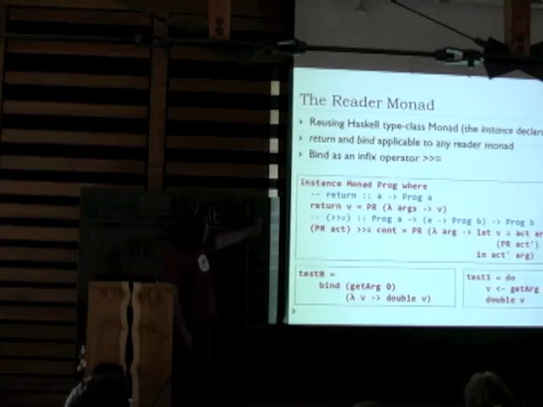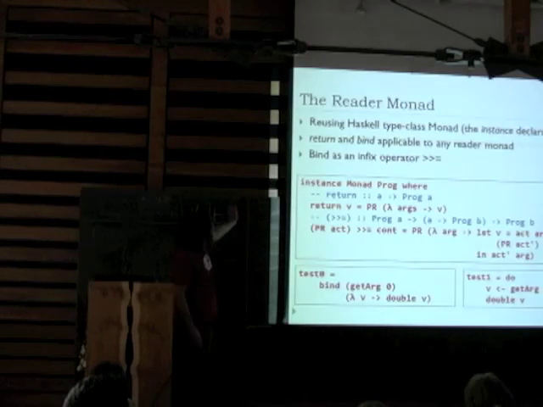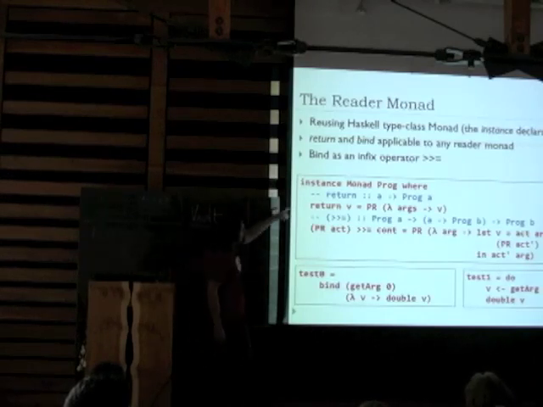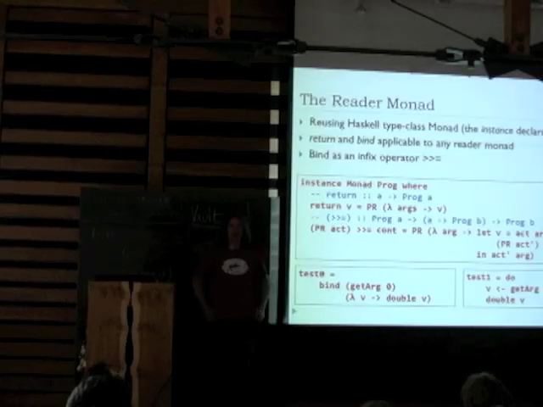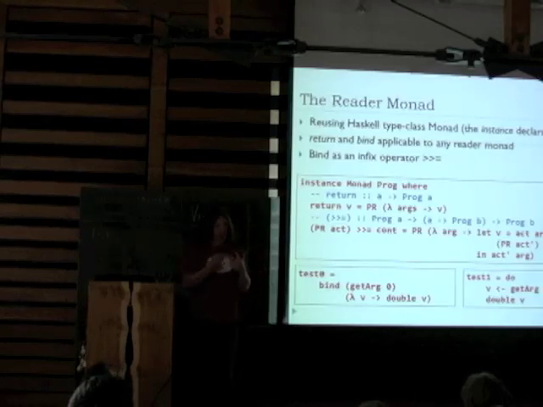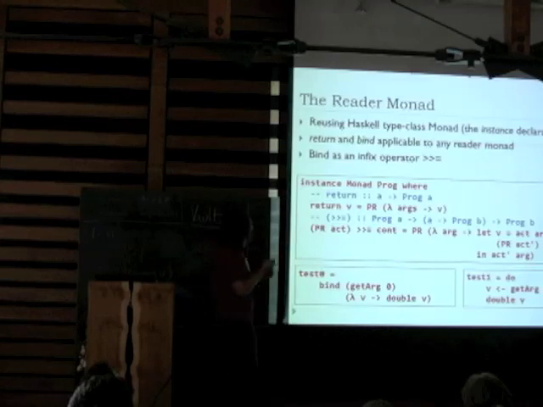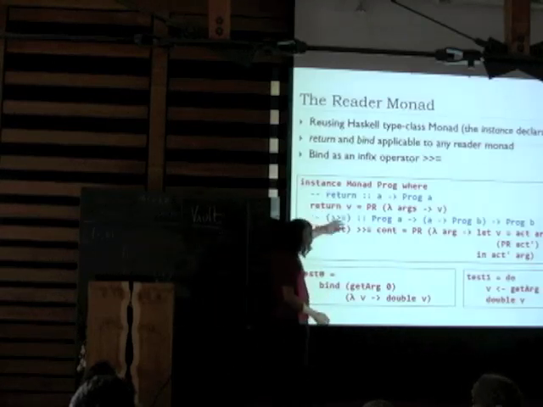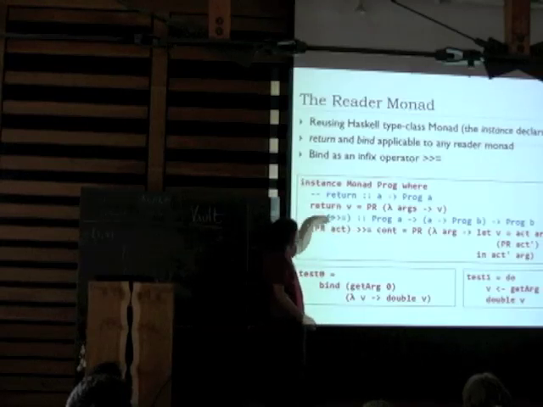Now, this part is for Haskell people, really. When you want to define a monad, the third part, except for bind, is return. So I have bind, and here this bind is written out. This is just the same code except that I use the infix notation for it.